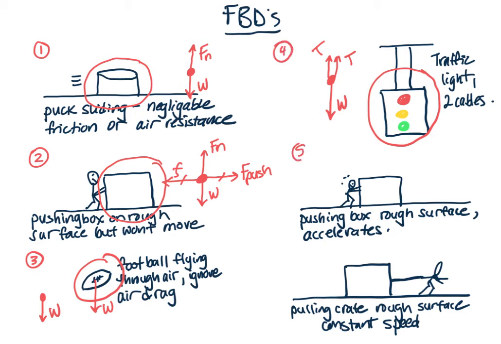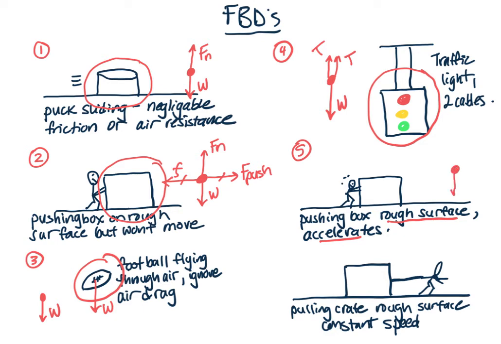Number 5, you're pushing a box on a rough surface and it accelerates. Rough surface means there's friction, but the fact that it's accelerating forward means that you must be pushing harder and overcoming the friction enough to allow it to pick up speed. So let's do that one.